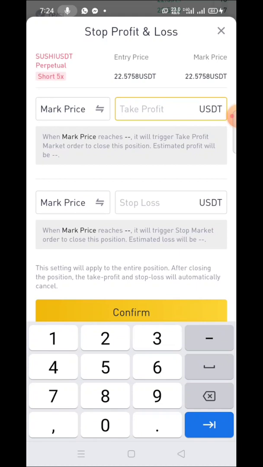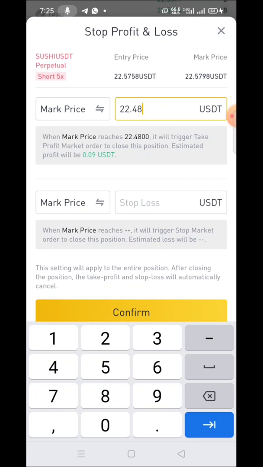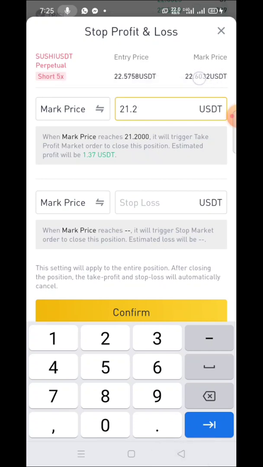Now I want to take profit. That is to say, if this coin now drops to, let's say it's at 22 now, if it drops to 22.48 for example, I'm going to make 0.09 profit. Once you get to that, I can actually sell this and go out and do my normal business. Once it drops to this particular level, automatically it will cash out, it will take out my profit. Now let's say maybe your take profit is set to be $21.2. That means you earn 1.33 USDT when the market price gets to $21.